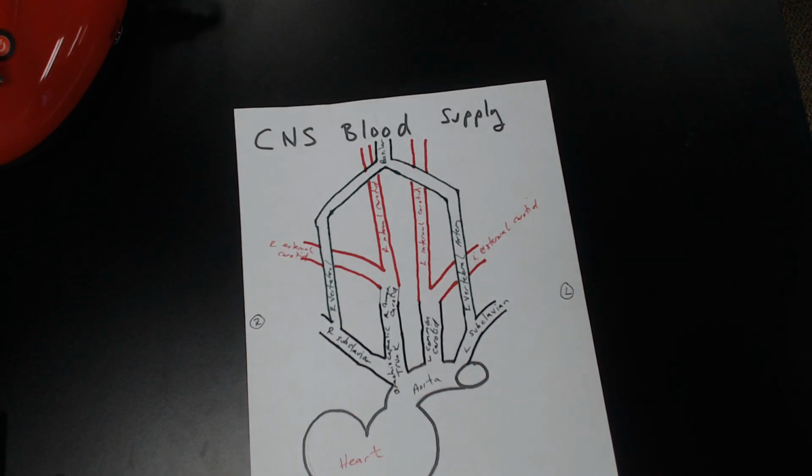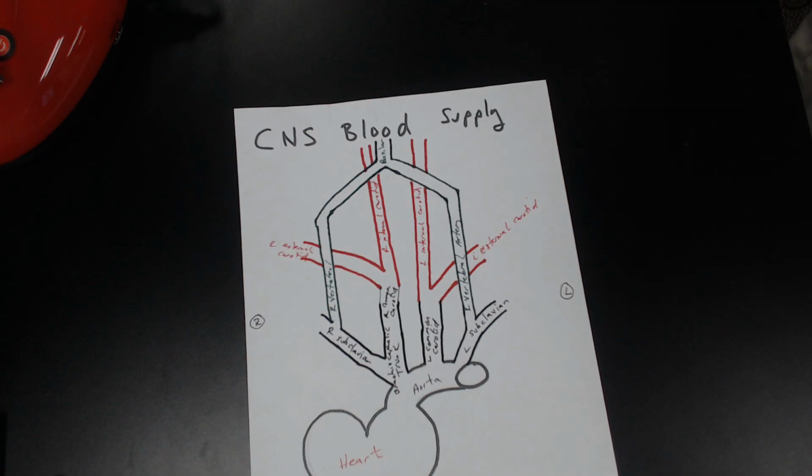Caroline? Alexa? What is this system called, since the other one was the vertebral basilar? Anterior circulatory system. Anterior circulation system.